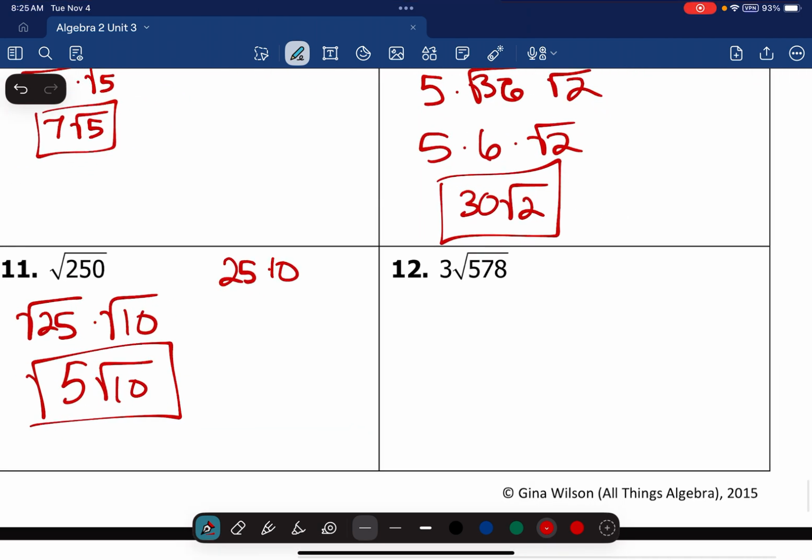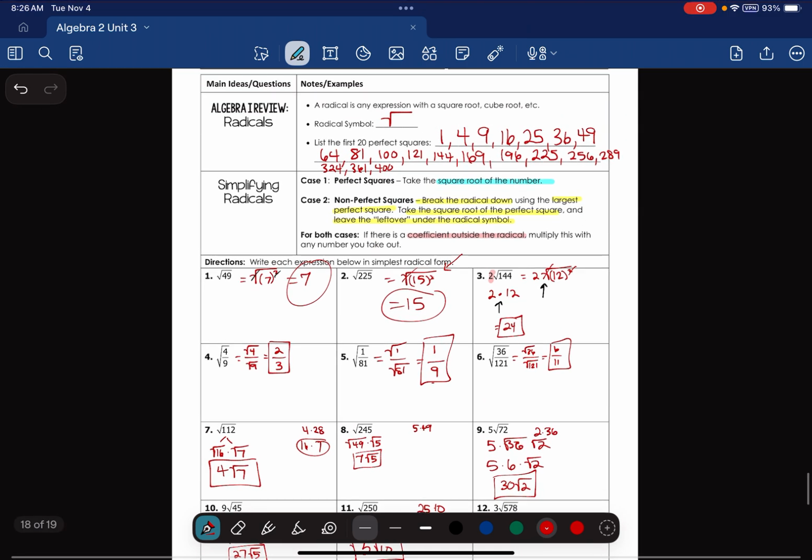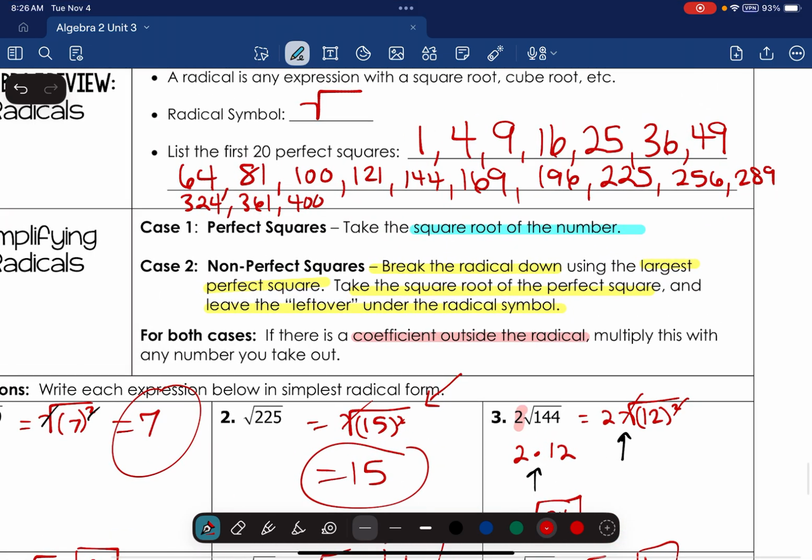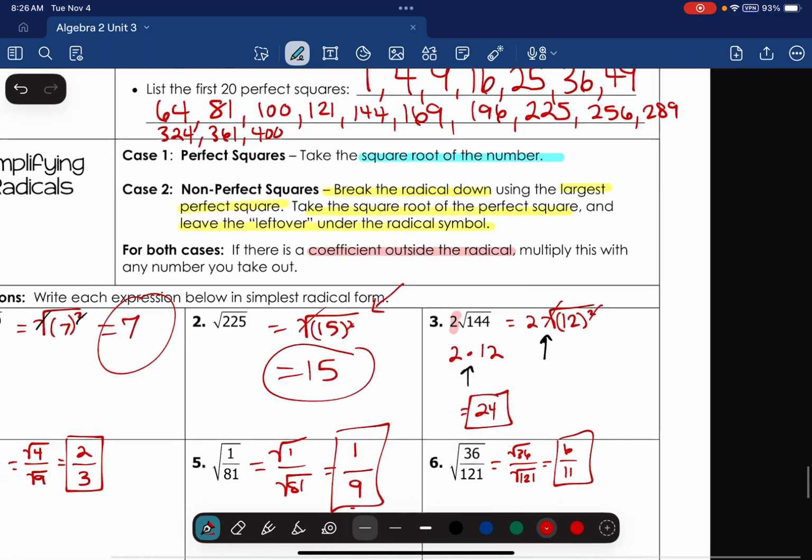Our next one, this 3 on the outside, 578. Just randomly, divided by 16, that doesn't work. Divided by 9, that doesn't work. Divided by 4, that doesn't work. Let's pick a big one. 144. No. Look at our list. Let's go back up to our list. Pick another. Let's go up the list.